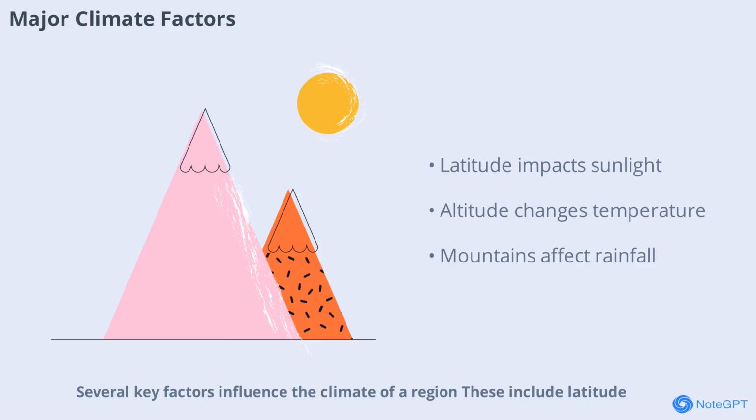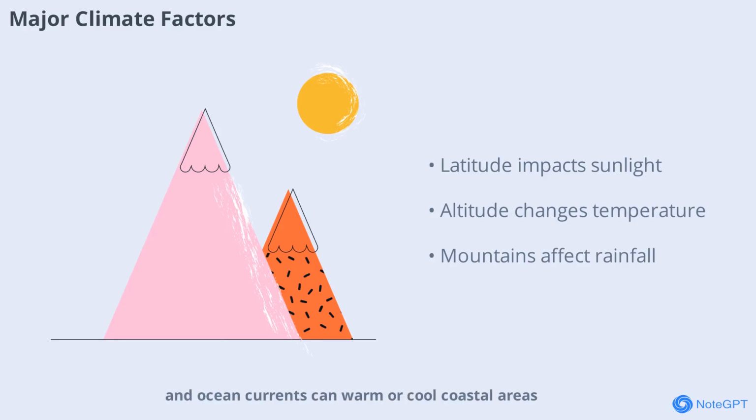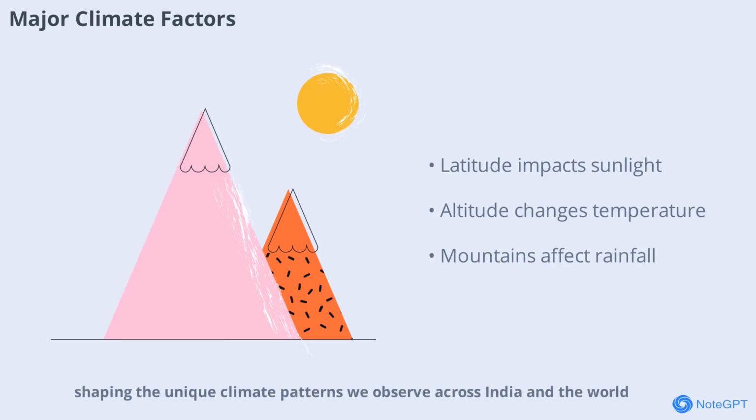Several key factors influence the climate of a region. These include latitude, altitude, distance from the sea, ocean currents, and the presence of mountains. Latitude determines how much sunlight an area receives, while altitude affects temperature. Proximity to the sea can moderate temperatures, and ocean currents can warm or cool coastal areas. Mountains can block rain-bearing winds, creating dry regions on their leeward sides. Each of these factors interacts in complex ways, shaping the unique climate patterns we observe across India and the world.